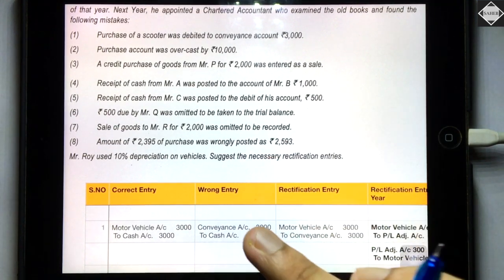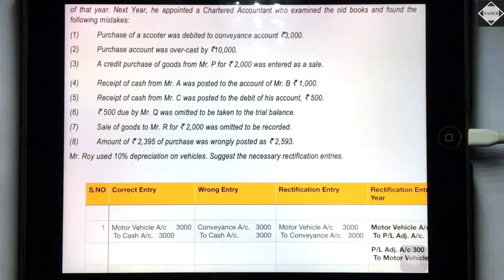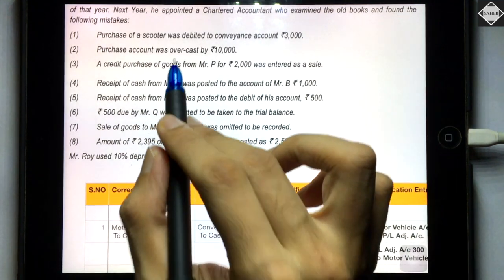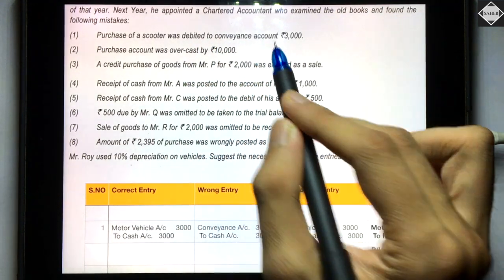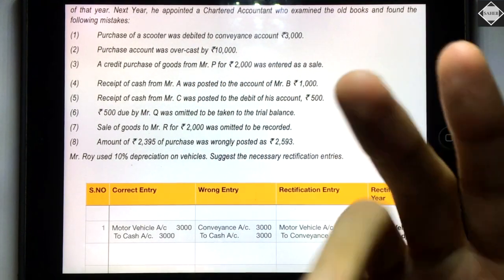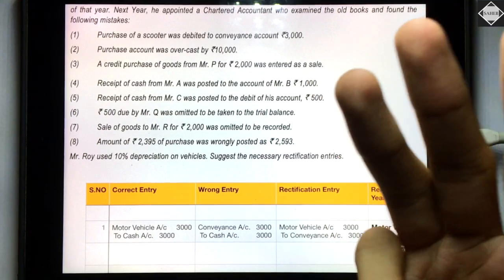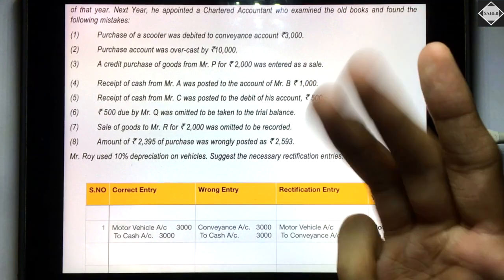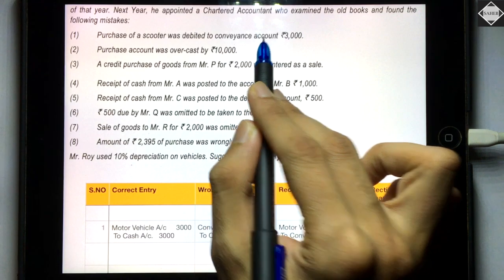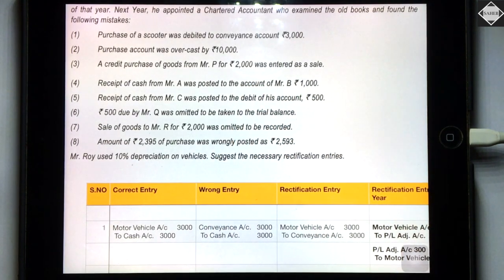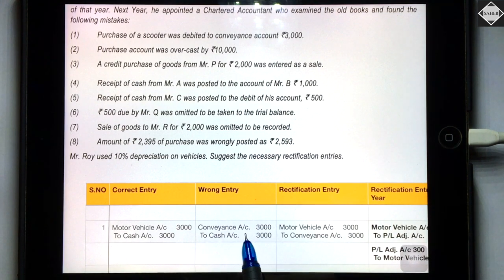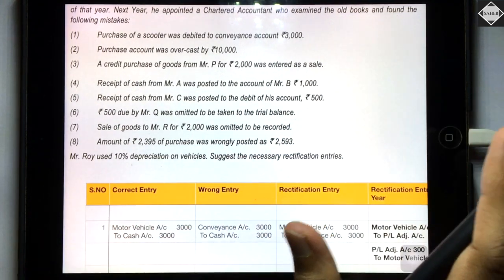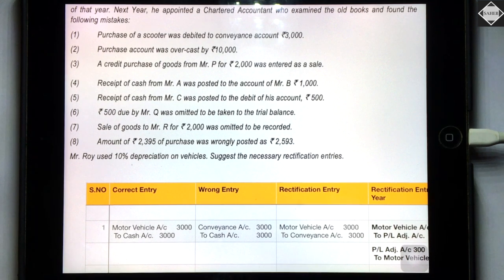Yes. Now you have to pass the wrong entry for this transaction. What's the wrong entry? See the wrong part properly. Was debited to conveyance account. I've told you, whenever these terms come, debited, credited, posted, then the mistake is there only in what they are talking about. They are talking about conveyance account, so the mistake is there only in conveyance account. Conveyance account has been debited. So conveyance account debit. Cash account is completely right because they are not saying anything about cash. So conveyance account debit to cash account, this is the wrong entry.